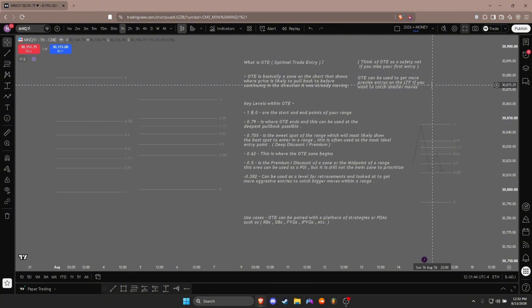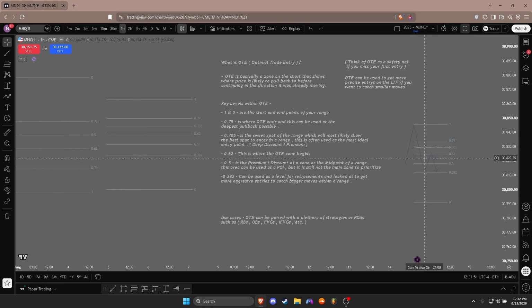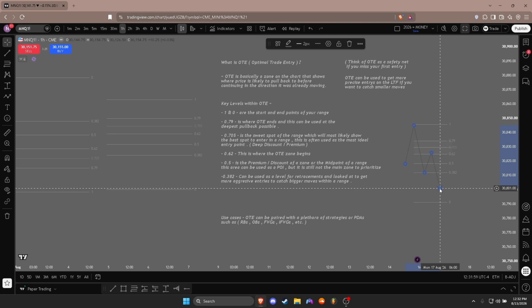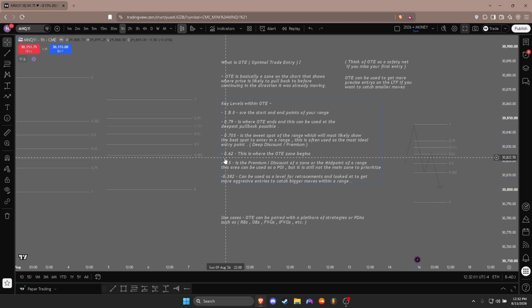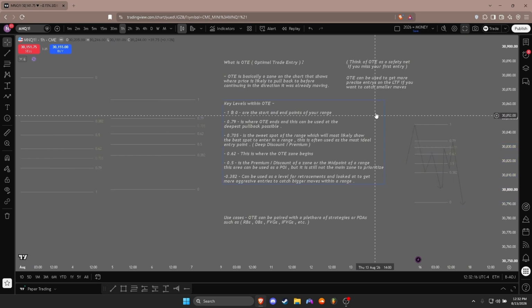But also, you should think of OTE as a safety net if you miss your first entry. Usually, let's say this is the move I wanted, so I wanted an entry off the 0.62. Usually, we might go lower, and you can still use these same levels and find another entry at one of these levels where PDAs may line up, so you could find a different entry to catch a bigger move. So that's how I would use it for entry triggers. You should think of it as a safety net.